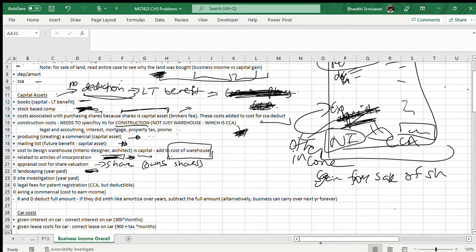You don't have to add those back. Another thing is site investigation. You don't have to add that back either. Legal fees for patent registration.